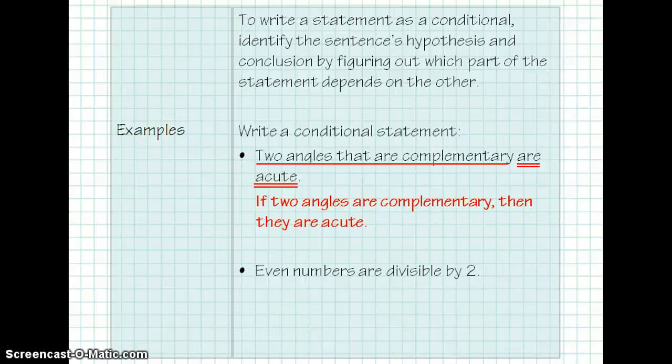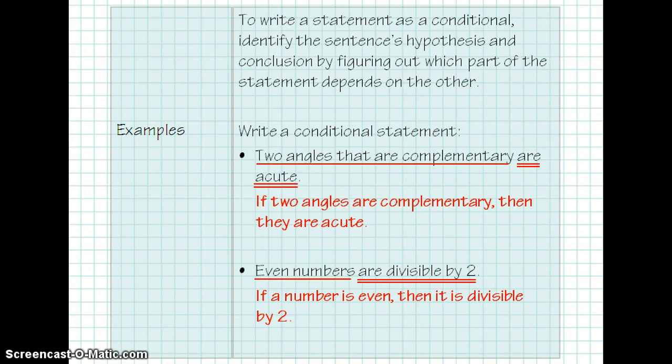So let's look at even numbers are divisible by 2. So again, the main part of this is even numbers, and then are divisible by 2 is going to be my conclusion. So again, turning this into a conditional, if a number is even, then it is divisible by 2. Now there's probably several other ways you could word this, but you want to get the general idea here of your hypothesis and your conclusion, putting them together.